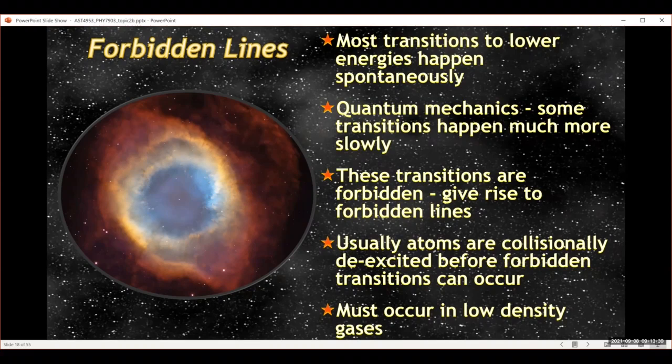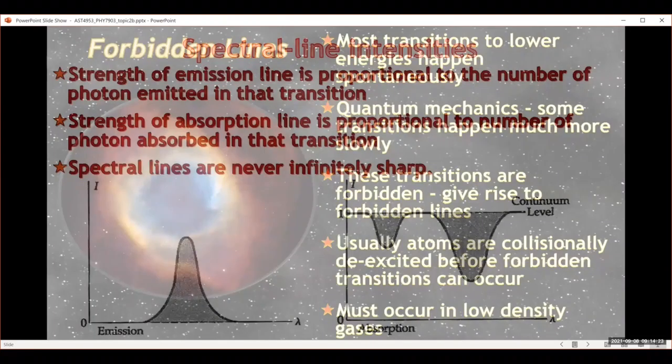When we see forbidden lines, it tells us we must have a very low density gas because we have enough time between the collisions of the particles that it is de-exciting by a photon and not by a collision. The idea of forbidden lines came out of quantum mechanics, but then was able to be tested with astronomy where we have these low densities. In this picture of the Helix Nebula, the red here and then the yellow is actually where there's a mixture of red and green. The red and the green, they are forbidden lines that we cannot see in our labs, but now we can see them in space.